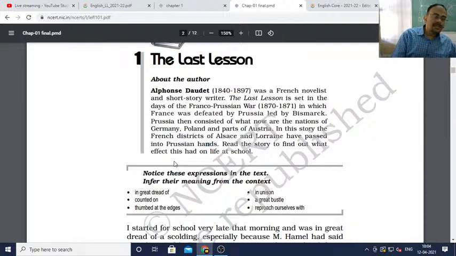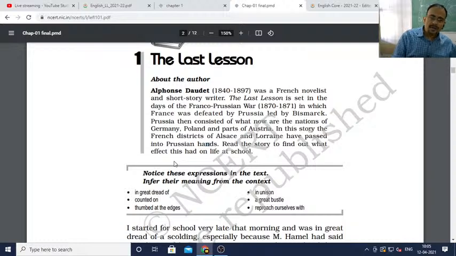Okay, therefore German language will only be taught. Now, can you imagine what kind of an impact it will have in the minds of the French people, because their language has been snatched from them. They cannot learn lessons in their own mother tongue. That is why the entire atmosphere has become very sad.